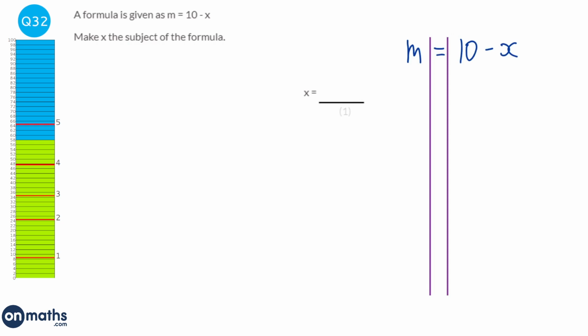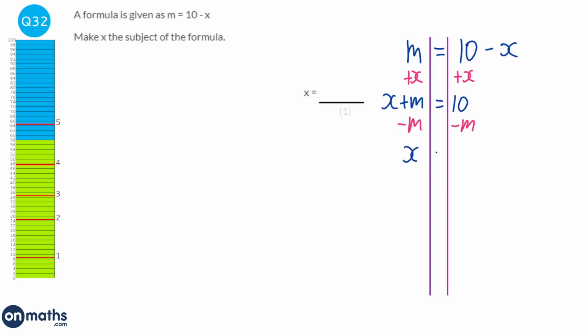Okay, so the first thing I'm going to do is try and make the x positive, because we're looking to make x the subject of the formula, which means we need it to be x equals. So what I'm going to do is just add x both sides. So we've got x plus m equals 10. Then we want to get rid of anything on the left hand side that's not this x. So we want to get rid of this plus m. So we're going to do that by subtracting m both sides.